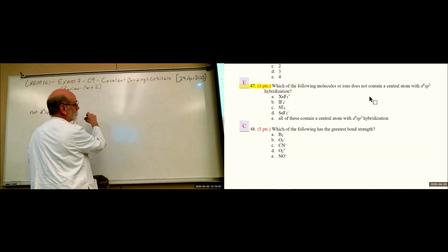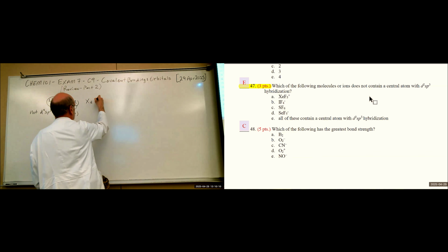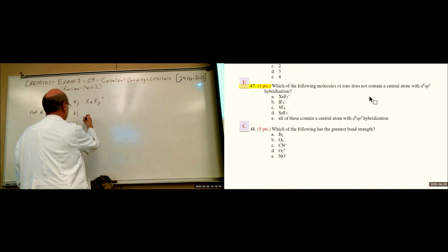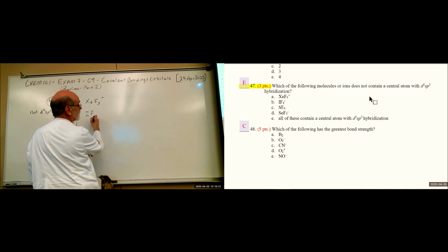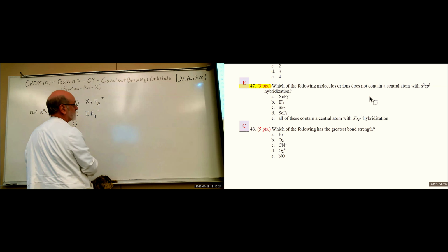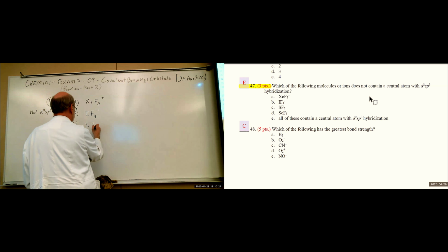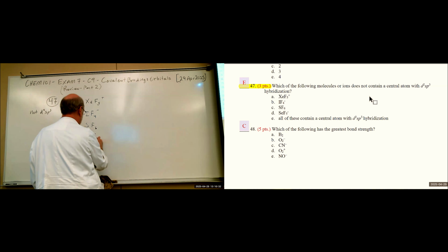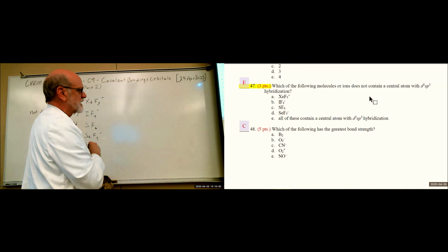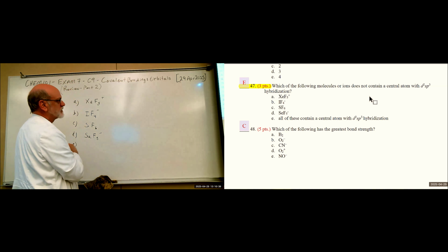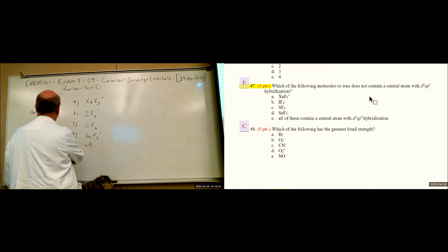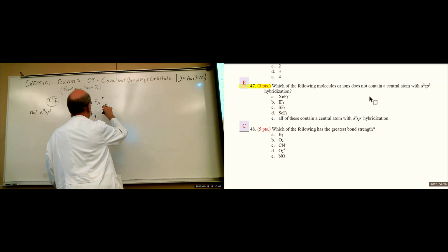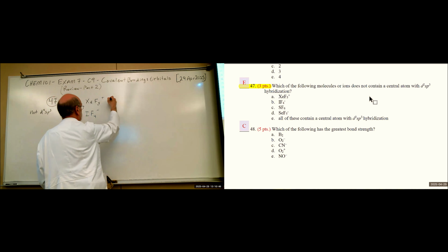A is xenon pentafluoride ion. And iodine tetrafluoride anion, sulfur hexafluoride, and selenium pentafluoride anion. All these contain the central atom with d2sp3 hybridization. They all had that.